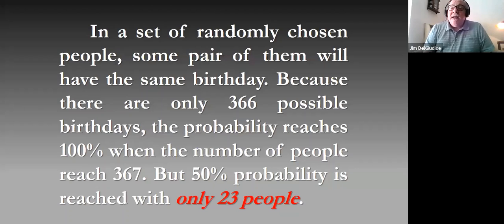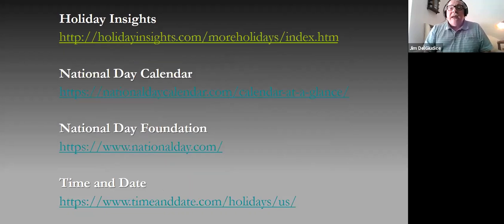But 50% probability is reached, and this is the real paradox, and I don't know why, but 50% probability of people having the same birthday is reached with 23 people. I've done this talk before and it's happened, but I'll bet that with a group like today, there will be at least some people with birthdays in the same month or maybe the same week. All right, why don't we bring everybody back.